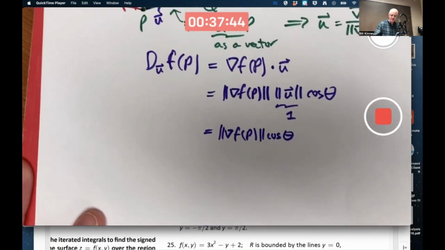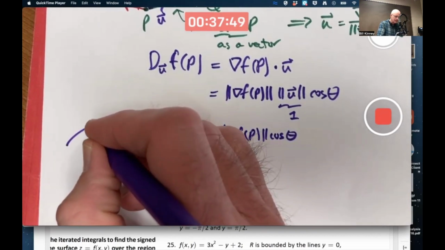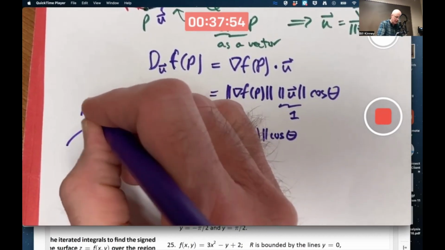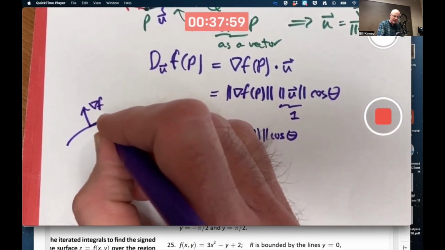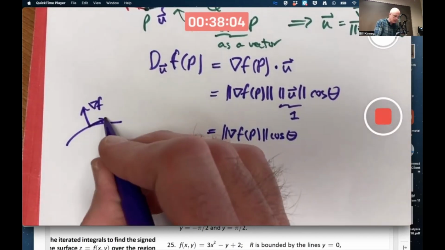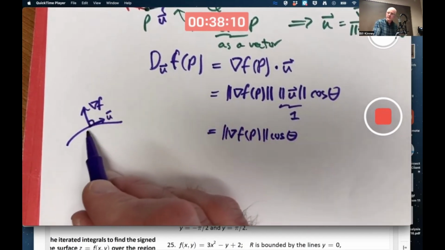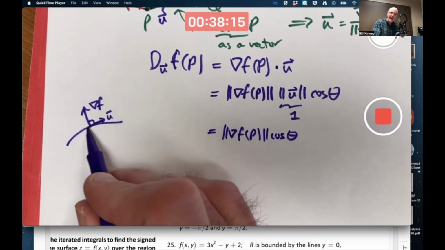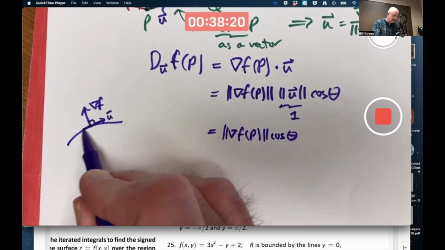For two-dimensional functions, if your level curve looks like this and the function's increasing as you move up this way, the gradient vector is going to be like that. If u happens to be perpendicular to that, if it's tangent to the level curve, if that's v or u, then that angle is 90 degrees and the directional derivative in that direction is going to be 0. The instantaneous rate of change of the function tangent to the level curve is 0. Also in the opposite direction.